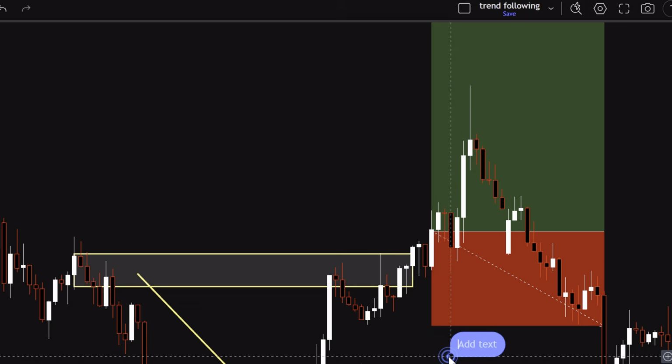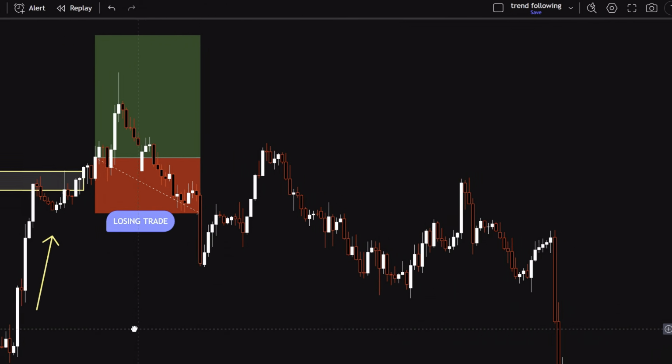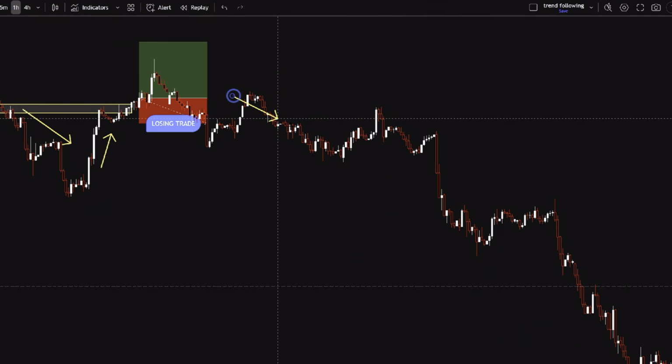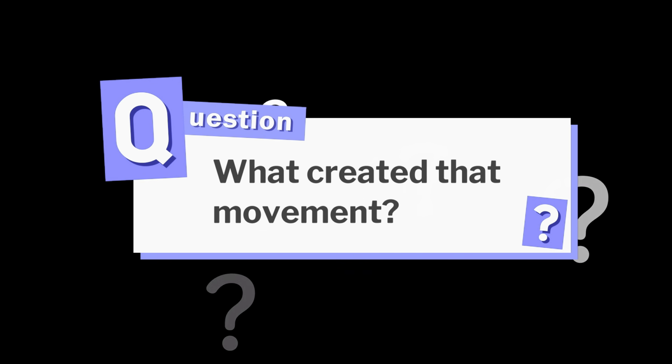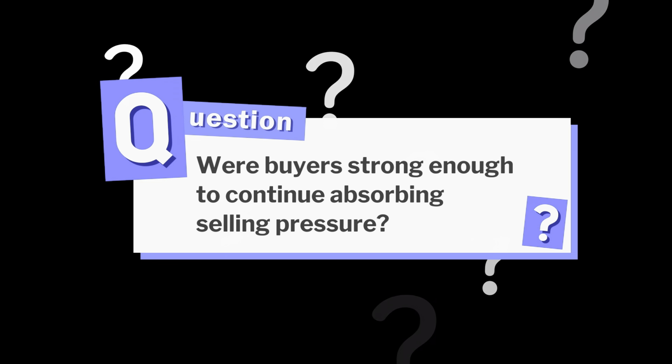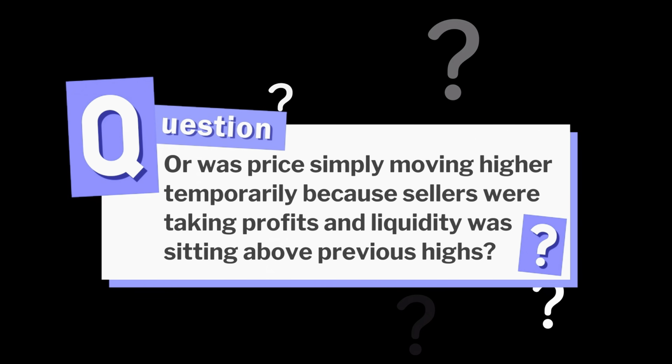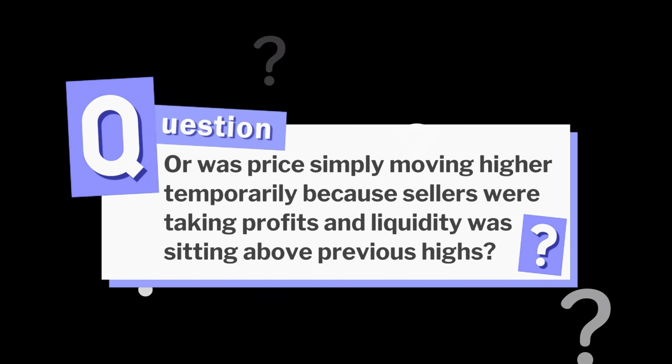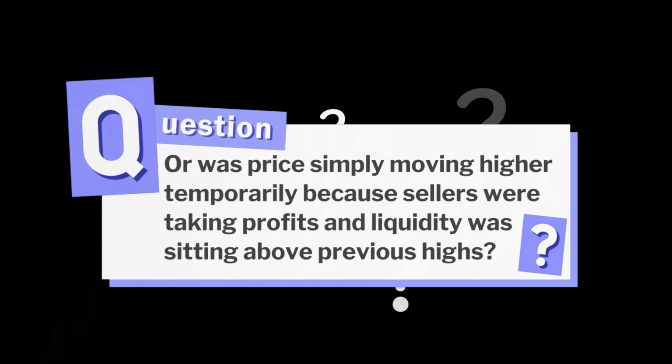A structure break only tells you that price moved beyond the previous level. It does not automatically tell you who has control of the market. This is where many traders confuse price movement with market strength. A candle moving higher is simply a result. The real question is, what created the movement? Was there enough buying pressure behind it? Were buyers strong enough to continue absorbing selling pressure? Or was price simply moving higher temporarily because sellers were taking profits and liquidity was sitting above previous highs?